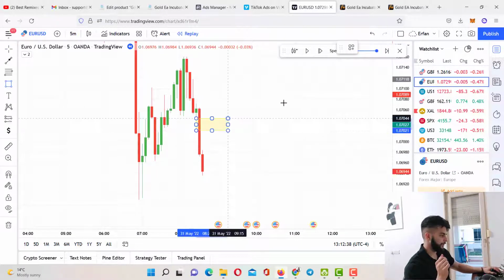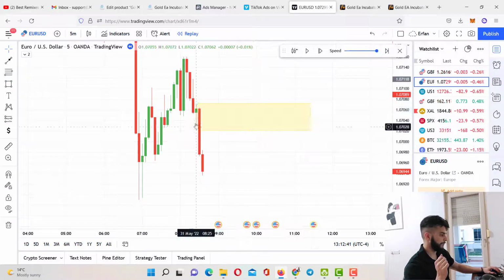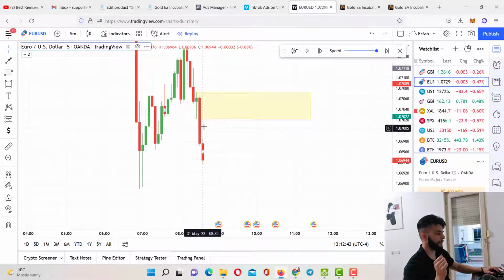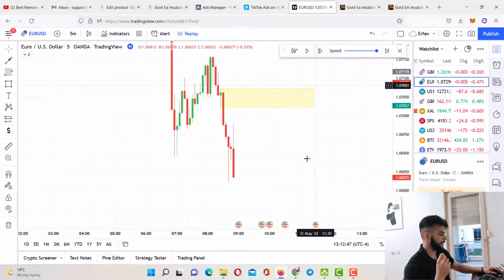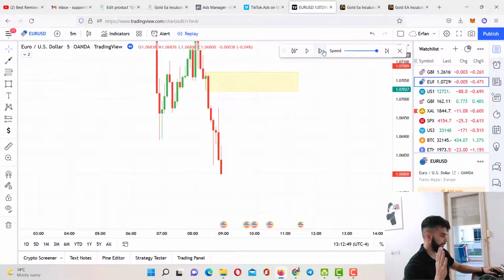Look at this last bullish candle. This is the first candle that dropped. The next candle after that never tapped into the zone. There's a space, high probability supply zone. Okay, so after that, you'll see that it's not touched.